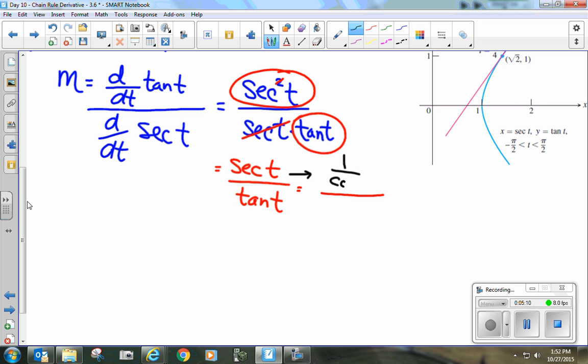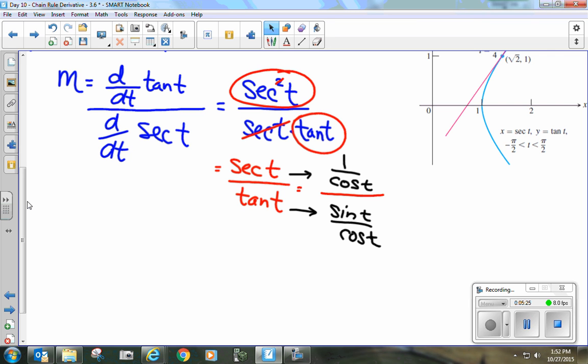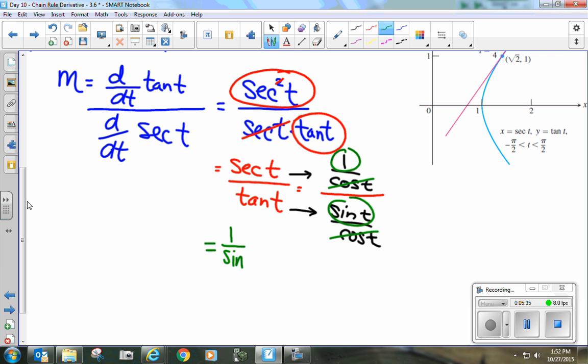1 over cosine. And what's tangent? Sine over cosine. Now, I should write these t's. I get in the habit of not writing them until the end, but I should write them all the way through. And now I can cancel out what? Okay, this cancels with this. So I'm left with 1 over sine. What is 1 over sine? Yes. 1 over the sine of t is the cosecant of t.